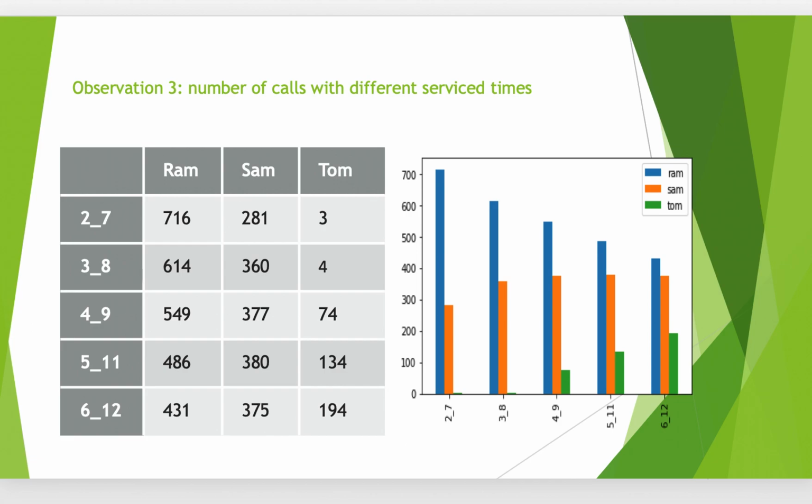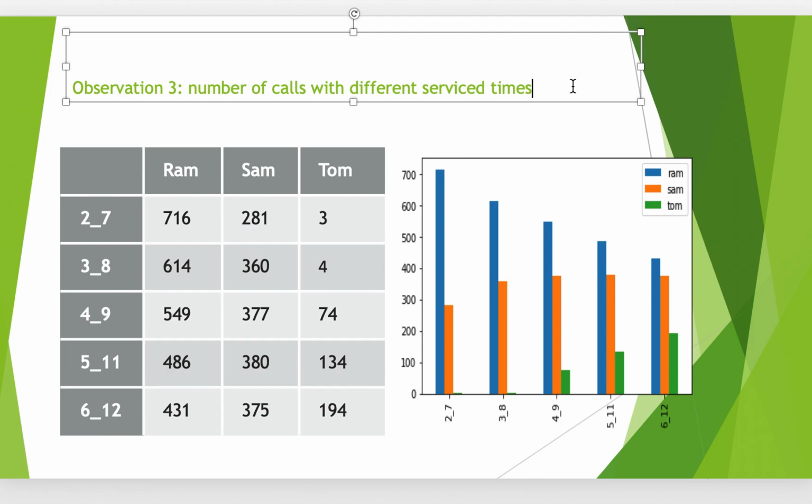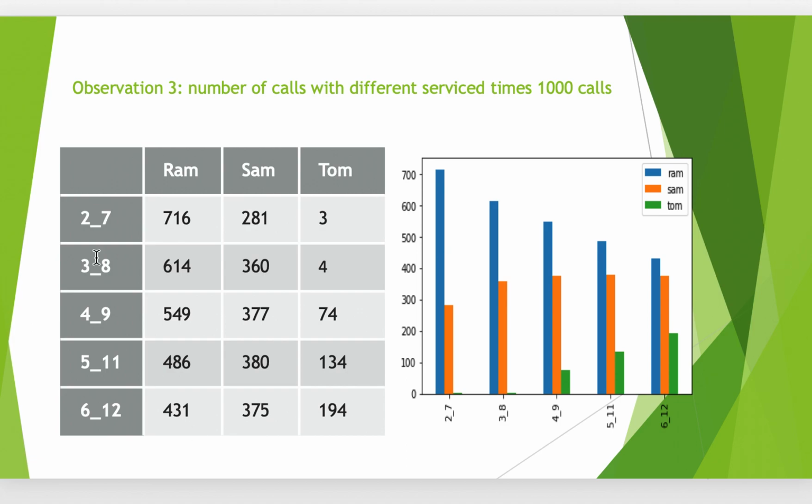Now let's go to observation 3. The same observation is designed for 1000 calls. If you observe here, as the service times increase, the number of calls taken by the first server is decreasing, and the number of calls taken by the next two servers is increasing. You can see the graph here. Initially, the number of calls taken by RAM is very low, almost 3. But if you go from 6 to 12, it's almost 200. And if you expand the service times further, obviously Tom will reach the top.